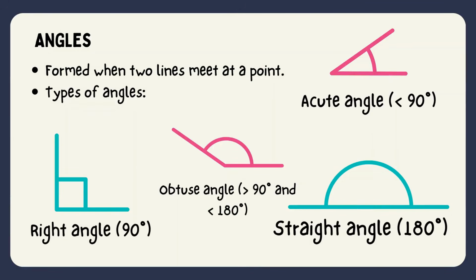Angles are formed when two lines meet at a point. Types of angles. An acute angle is less than 90 degrees. A right angle is 90 degrees. An obtuse angle is more than 90 degrees but less than 180 degrees. And a straight angle is 180 degrees. Look at all those shapes.